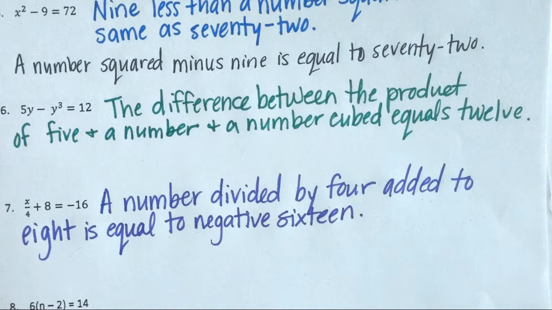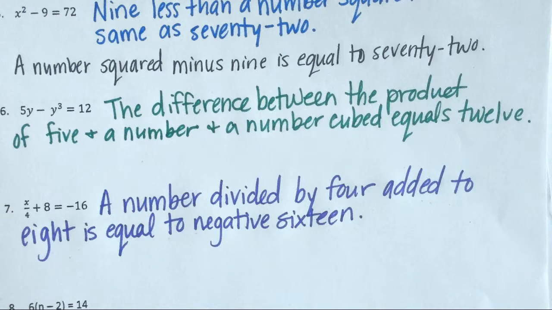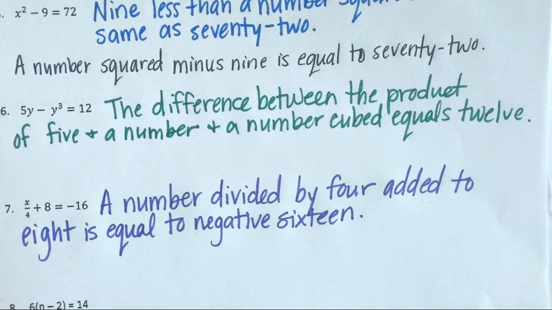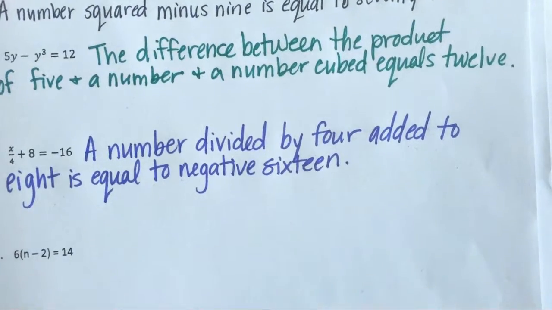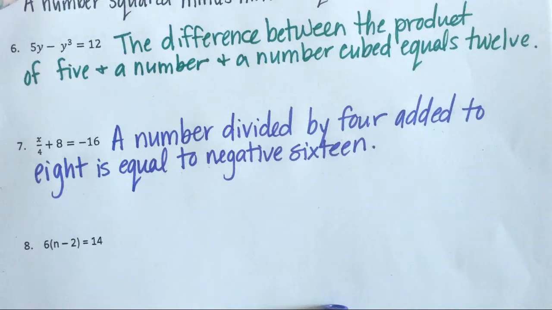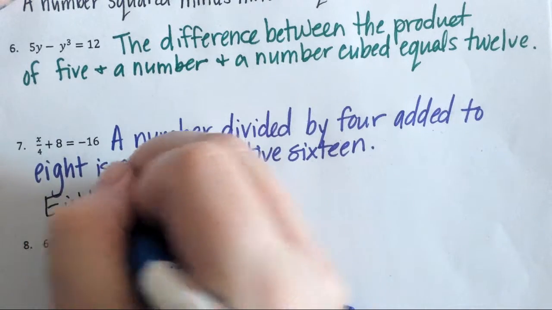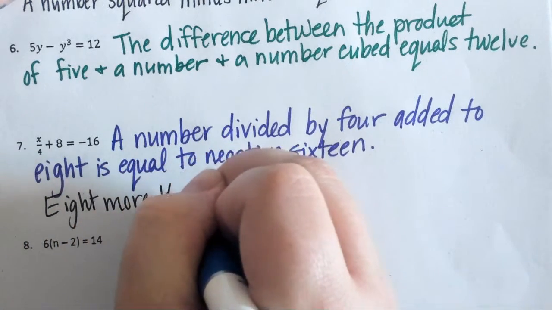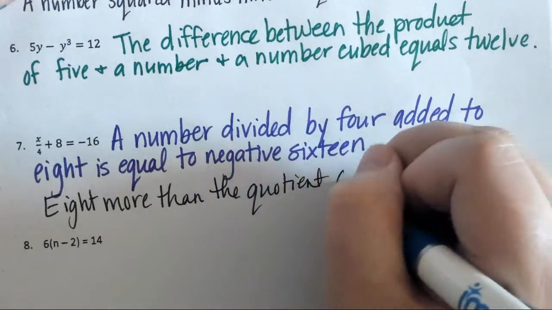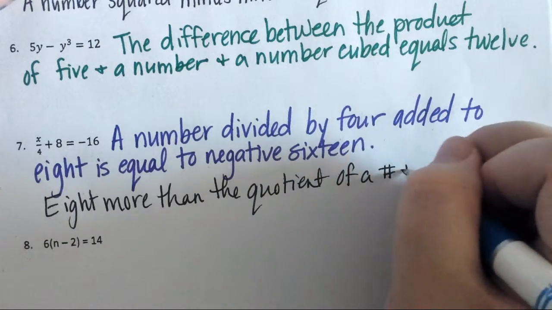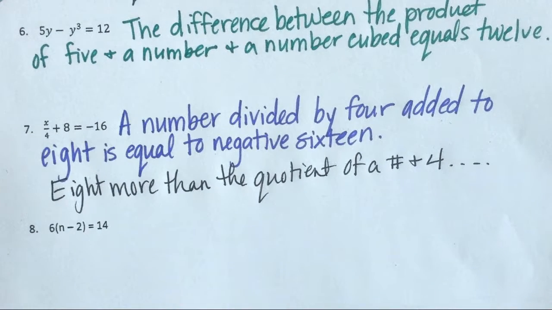Did I write a fancier one on my paper? Yes. I wrote 8 more than the quotient of a number and 4. So if you want to be fancy, I wrote 8 more than the quotient of a number and 4, and then I said it's equal to negative 16. Just out of time and room and energy.